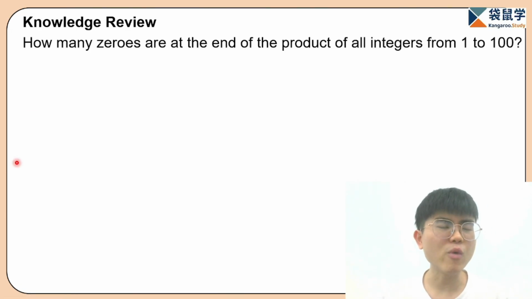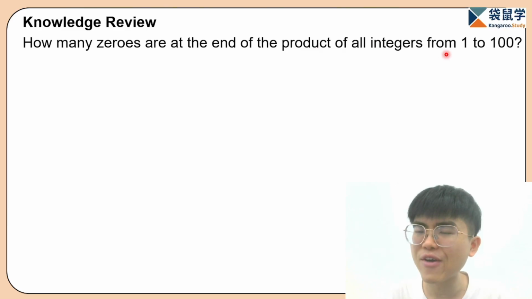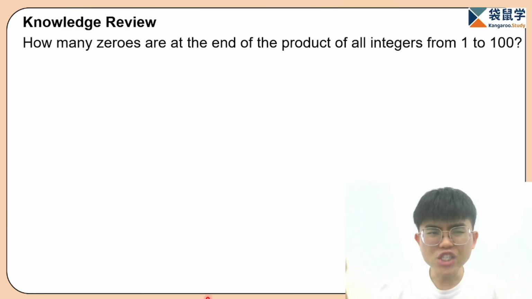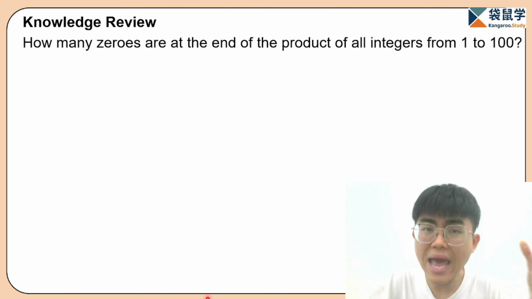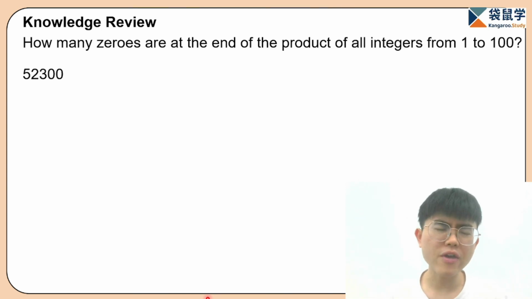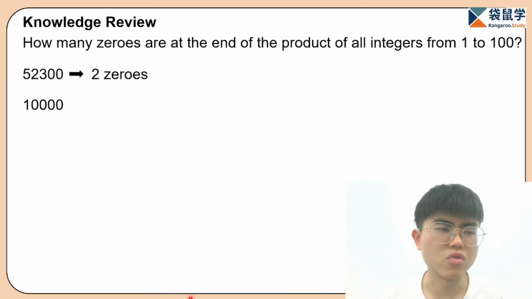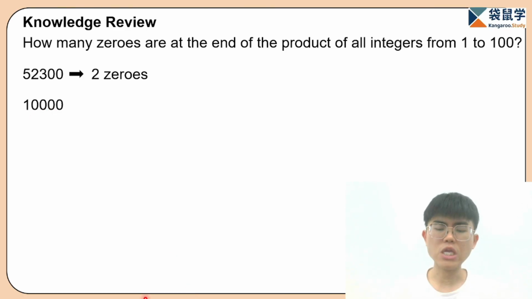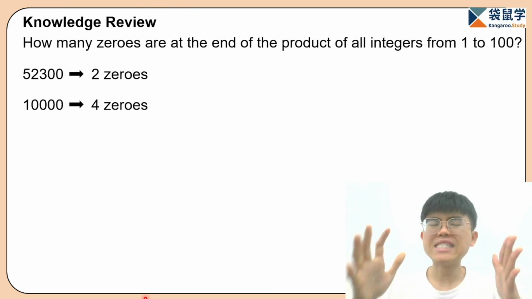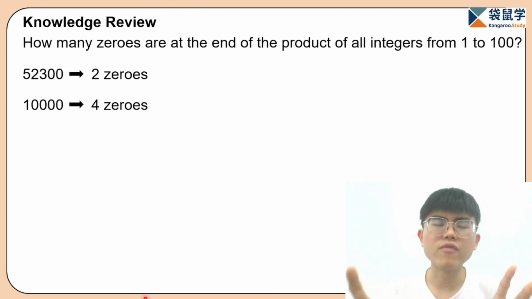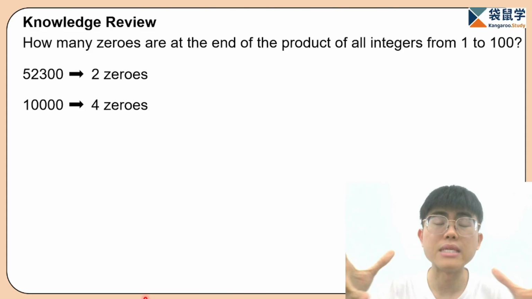So in this example, we say that how many zeros are at the end of the product of all integers from 1 to 100. So what do we mean by zeros at the end? For example, if I have 52,300, you can see that there are 2 zeros at the back. Then if we have 10,000, you see that how many zeros? 1, 2, 3, 4. So there will be 4 zeros. So this is what we say, the zeros at the end of the number.